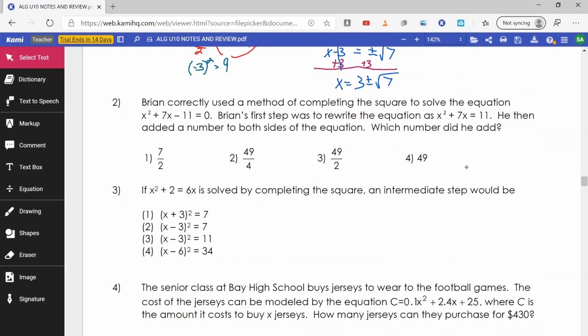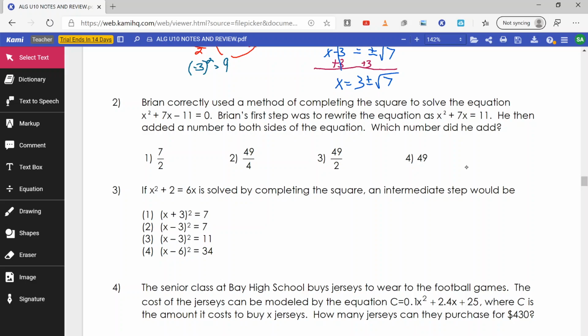So the second problem is a multiple choice. Here we have Brian correctly using a method for completing the square, given that equation x squared plus 7x minus 11 is 0. His first step is to rewrite it as x squared plus 7x equals 11. Then he adds a number to both sides. What number did he add?